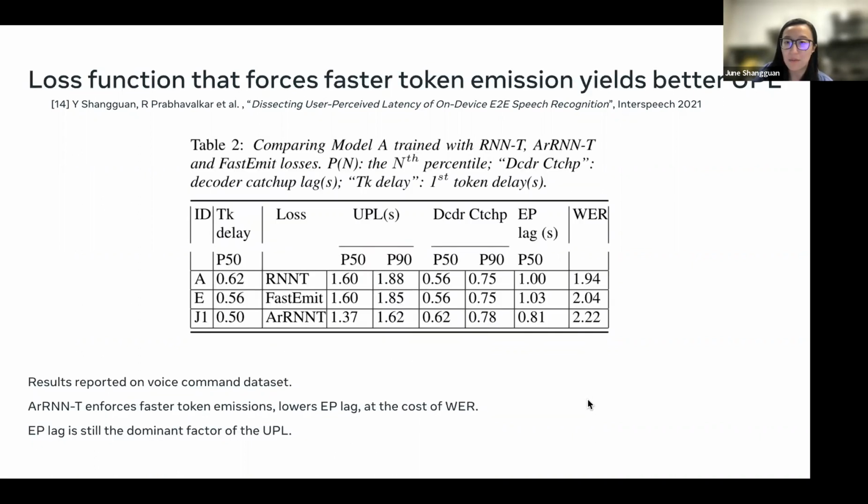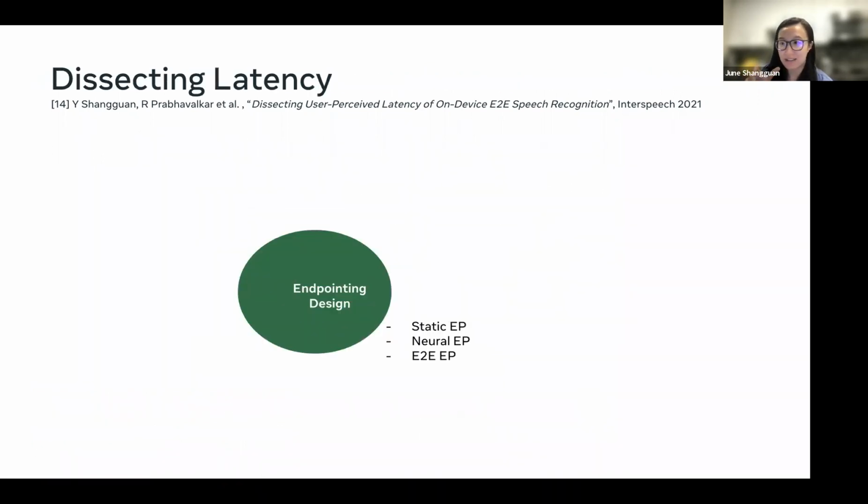Okay, is there any question with regard to the alignment restricted RNNT loss? Okay, if there's no more question, let's look at the next factor that impacts on-device latency, and it's the endpointing.